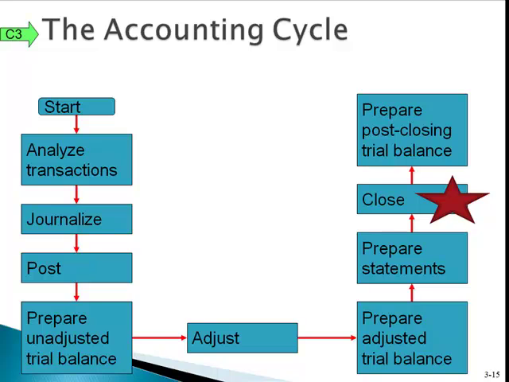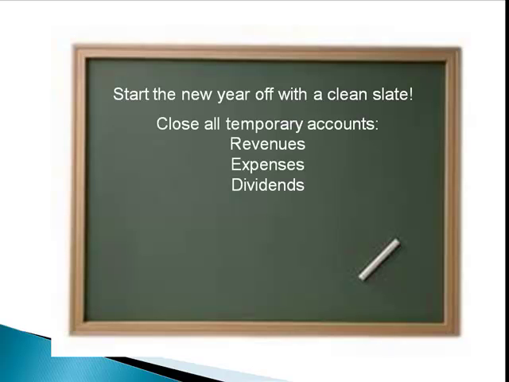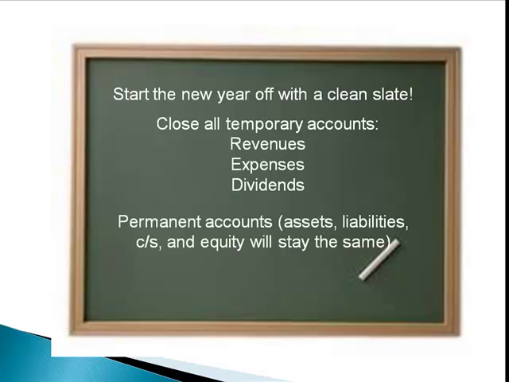Now we're going to focus on the closing entries. We're going to start off the year. We start off 2010, or whatever year we're starting on, with a brand new clean slate. How do we do that? We want to close all of what's called temporary accounts: revenues, expenses, and dividends. Read as all temporary. We're not going to do anything to the permanent accounts: assets, liabilities, common stock, and equity.